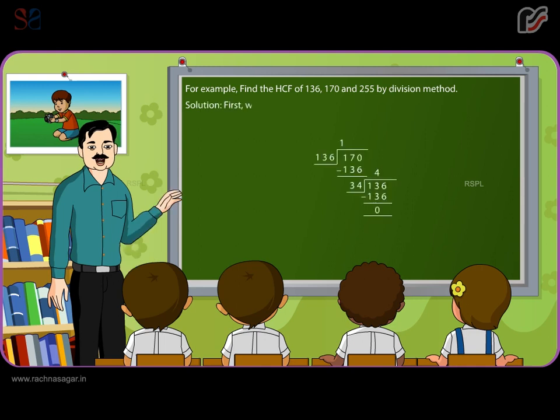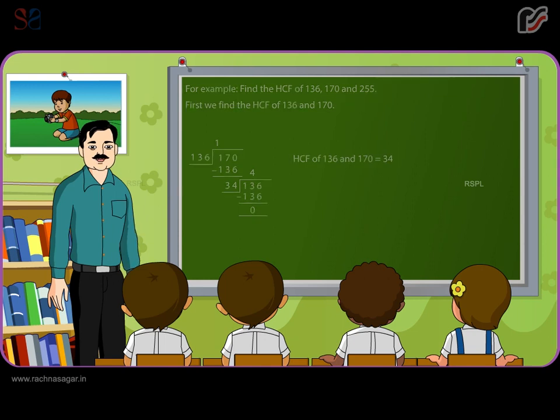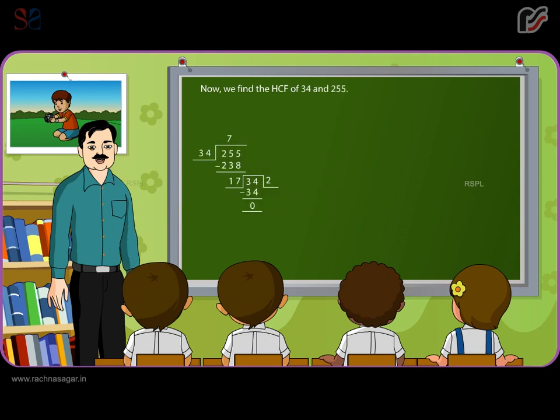Solution. First, we find the HCF of 136 and 170. HCF of 136 and 170 is equal to 34. Now, we find the HCF of 34 and 255. HCF of 34 and 255 is equal to 17. Hence, HCF of 136, 170, and 255 is equal to 17.